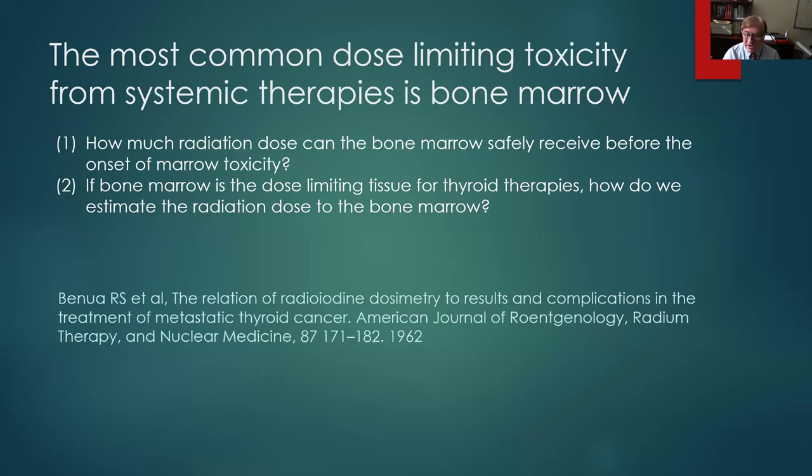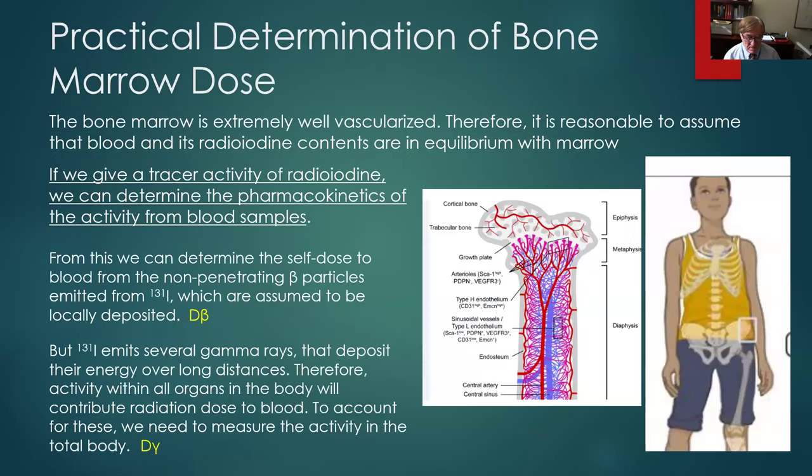But if bone marrow is dose-limiting for thyroid therapies, how can we estimate the dose to the bone marrow? We need to somehow determine what's the maximum activity of I-131 we can give a patient to ensure that the radiation dose to the marrow does not exceed 2 gray. Benua and his team at MSK had a very clever idea.